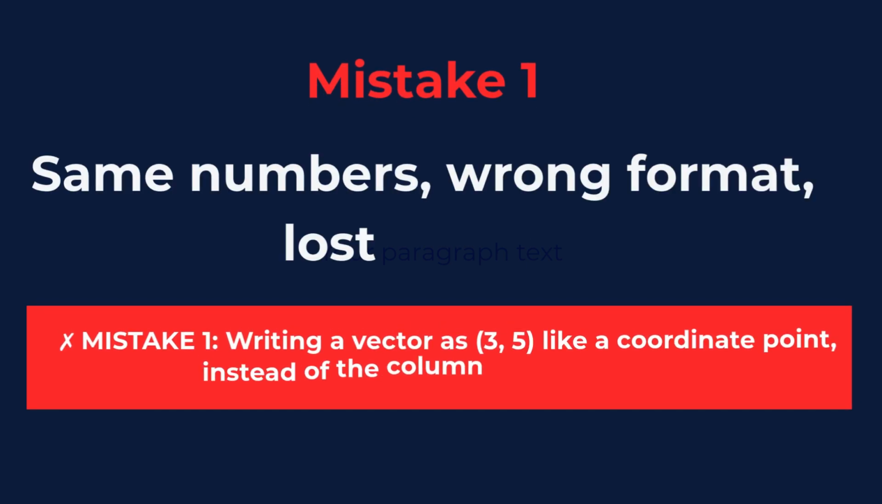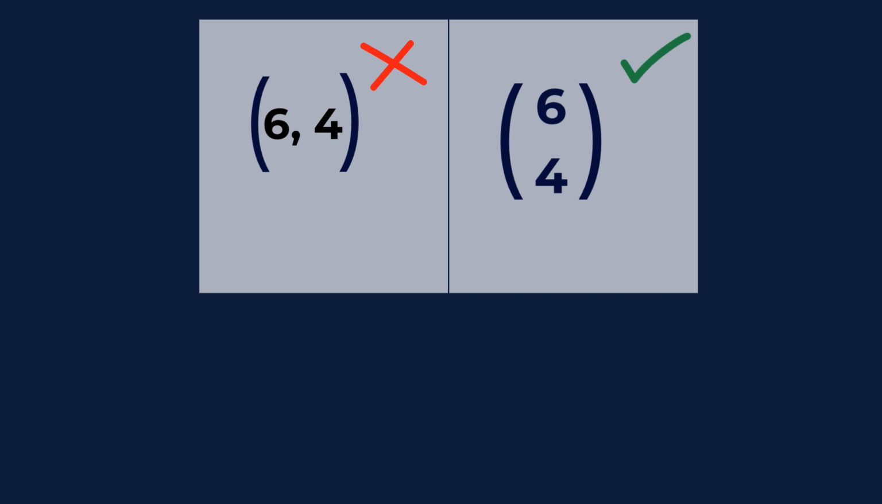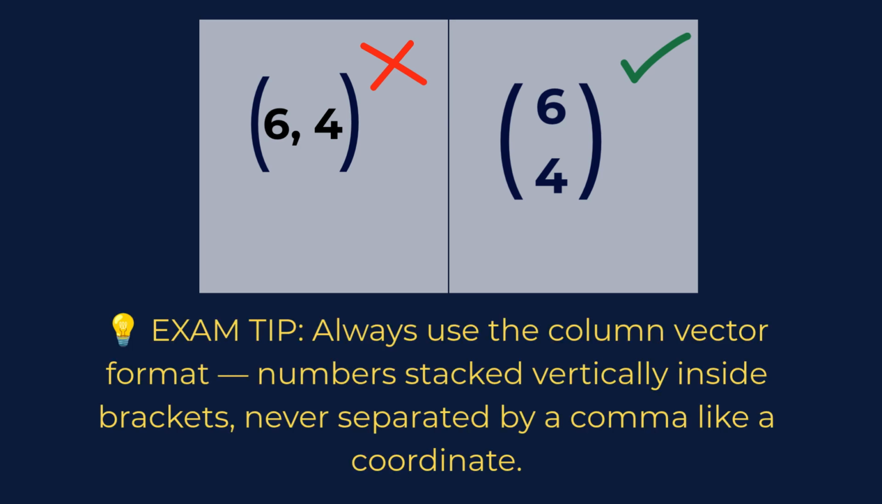Mistake 1. This is the most basic one, and it costs marks purely on formatting. A coordinate point tells you a location. A vector tells you a movement, how far and in which direction. In IGCSE, vectors must be written as a column. The top number is the horizontal movement, the bottom number is the vertical movement. If you write it like a coordinate pair with a comma, examiners may not accept it as vector notation.